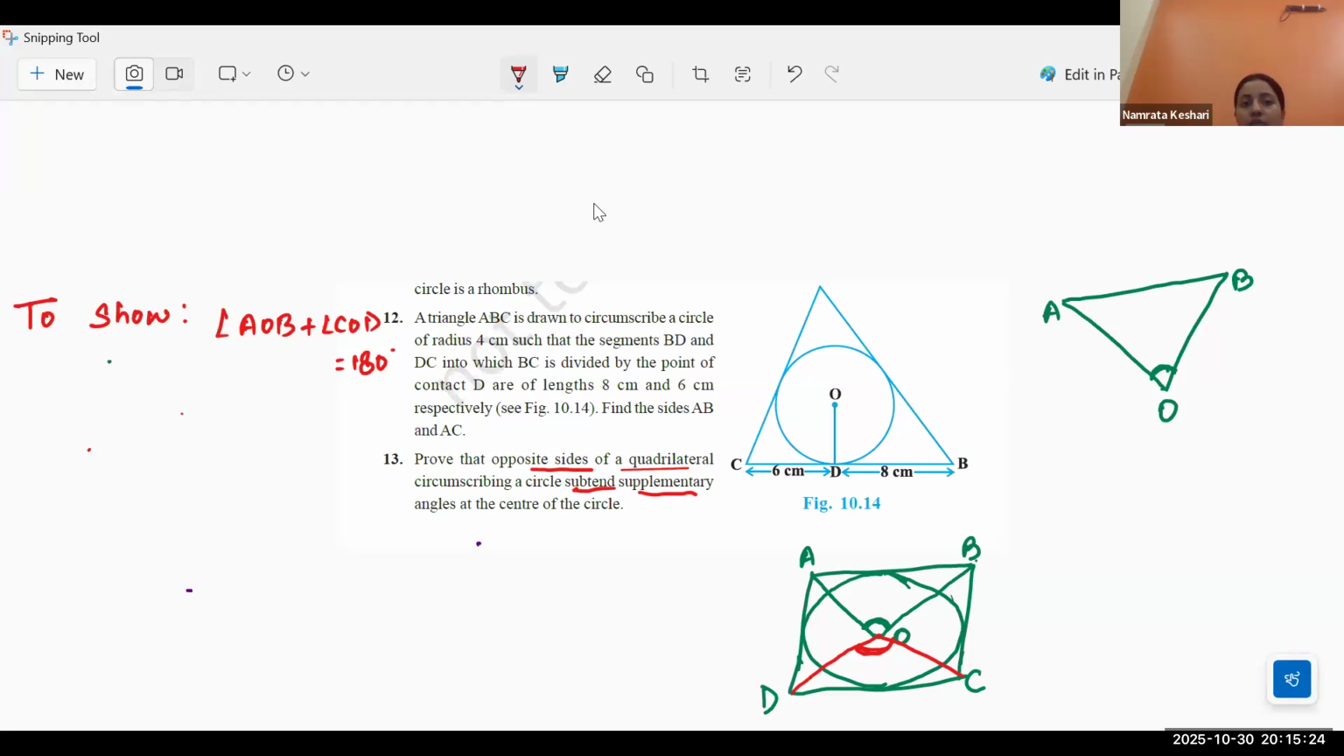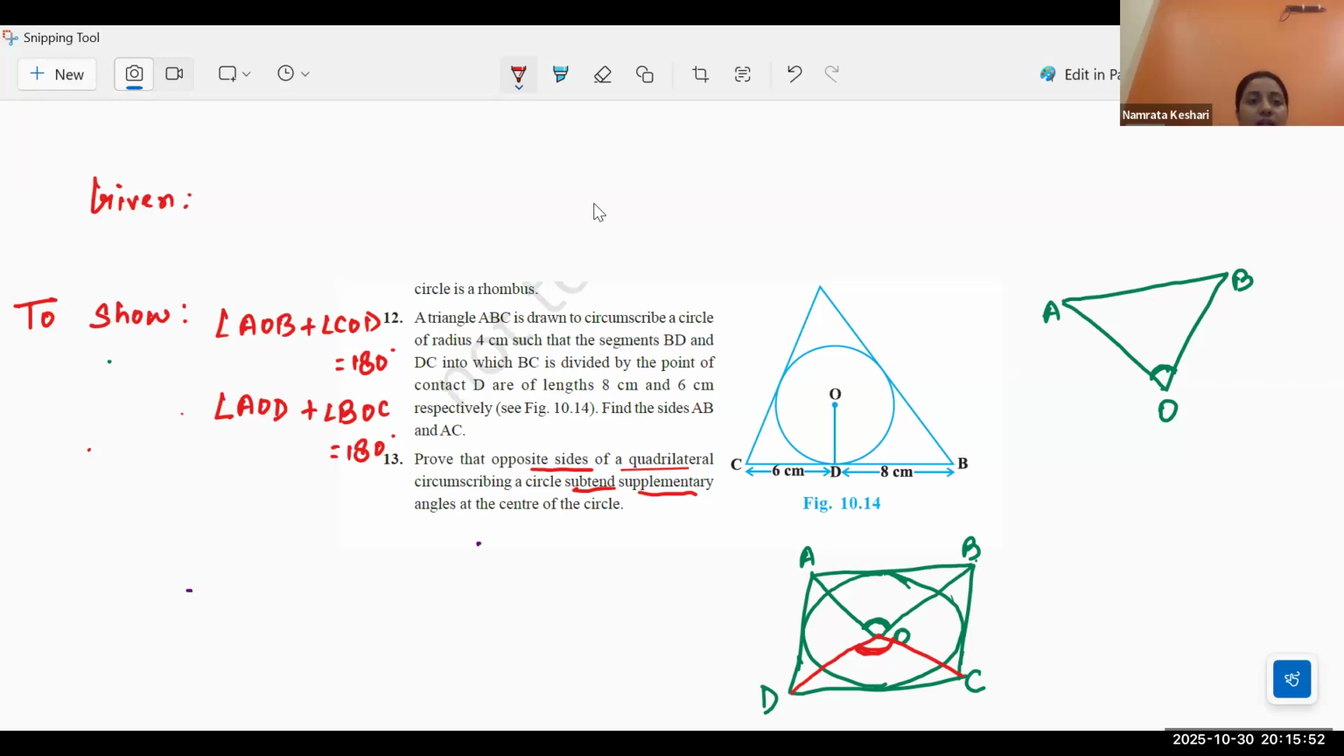Now here we will be proving that angle AOD plus angle BOC, these two added together, is 180 degrees. And what data is given over here? So here it is given that ABCD is a random quadrilateral which is circumscribing the circle. This quadrilateral is circumscribing the circle. This case is really important.